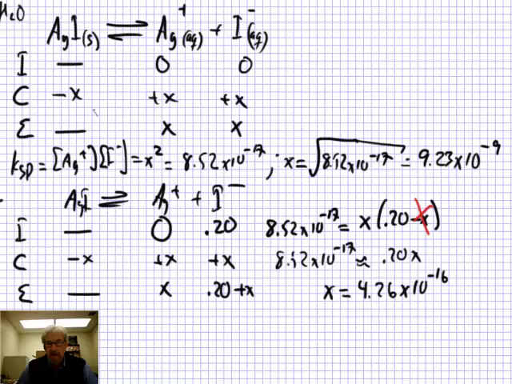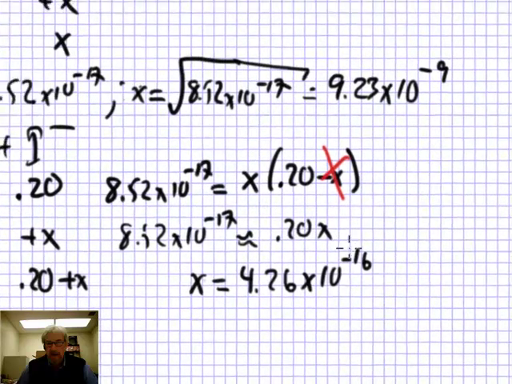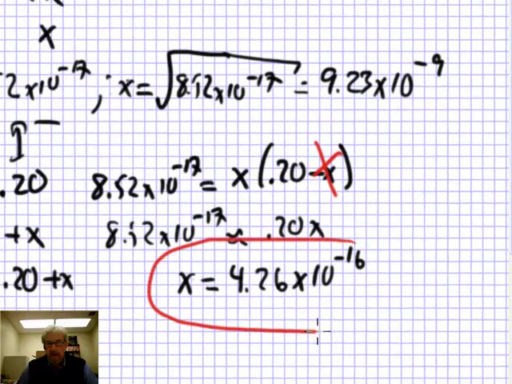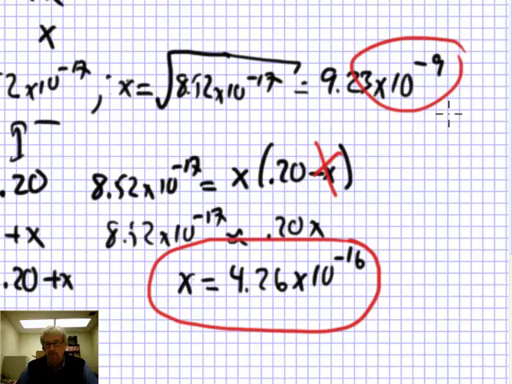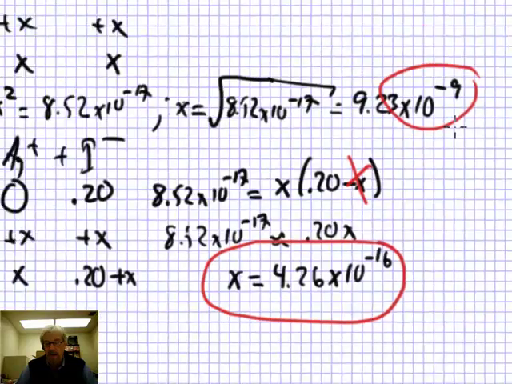Now, just for comparison's sake, which is why we did this, look at the solubility of AgI in the I- solution, 10 to the minus 16th, versus 10 to the minus 9th in pure water. 10 to the minus 16th is 7 orders of magnitude smaller than 10 to the minus 9th. 7 orders of magnitude is 10 million. So 10 million times less silver iodide will dissolve in the NaI solution than would dissolve in pure water, and that's the common ion effect.